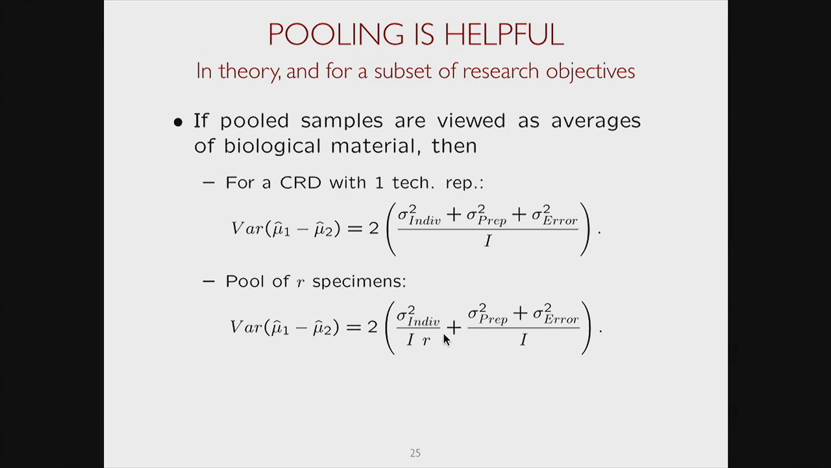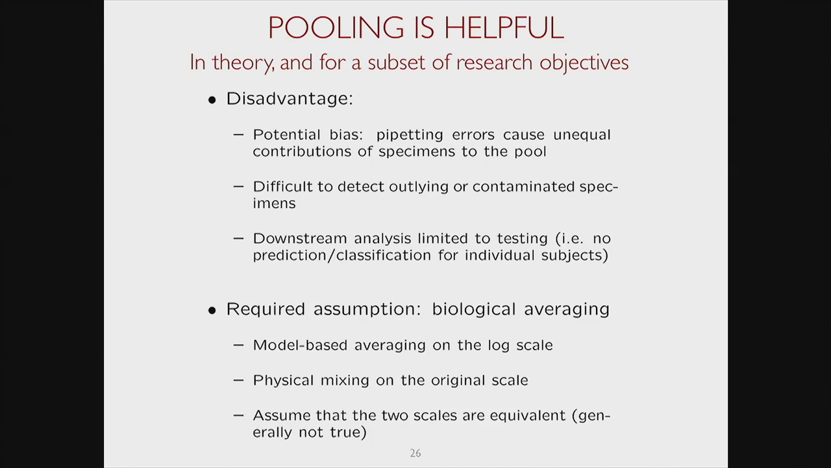Now, there are several caveats here. Even though pooling is helpful, there are multiple disadvantages. So pipetting errors, right? The important assumption is that every mixture has equal contribution from each sample. But if we make mistakes and the pool actually contains more of one sample than the other, then it introduces potential problems.